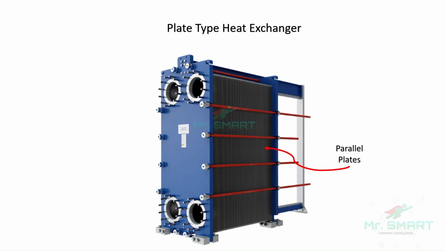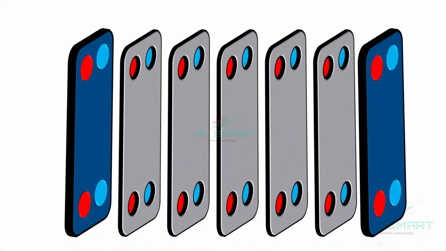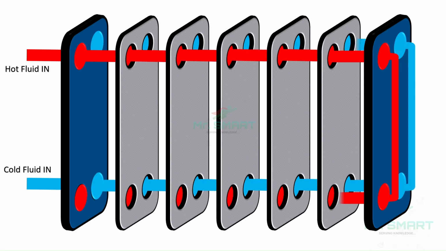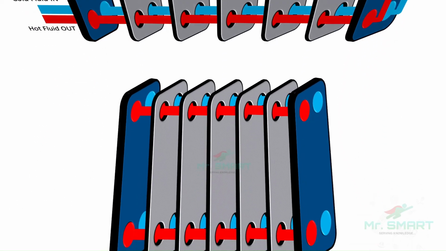The plate type heat exchanger consists of multiple thin plates stacked together. These plates are assembled in parallel to each other and have provisions allowing the fluid flow between them. Usually these heat exchangers have ports in which the fluid enters through one port, flows throughout the entire length, and returns back at the other end.